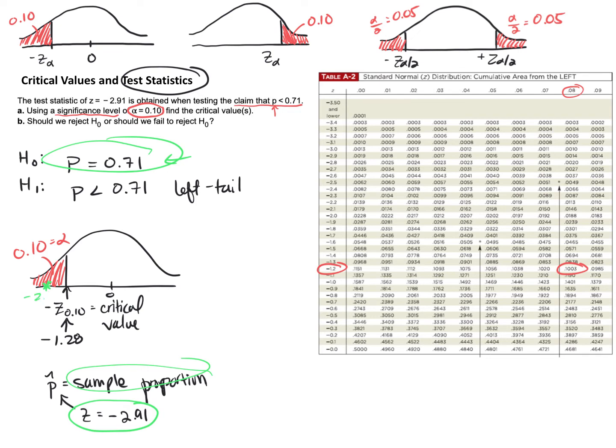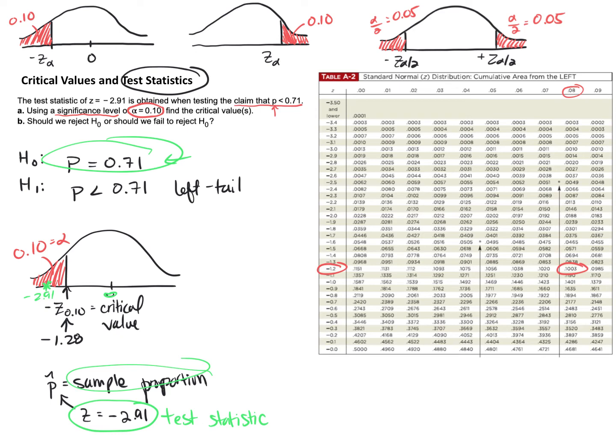So negative 2.91, which is our test statistic, we see that it is statistically significant, because that value is really far away from the center, which is where we find our null hypothesis value. This indicates that there is a significant difference in the proportion, and that in fact the proportion is actually less than that null hypothesis value of 0.71.